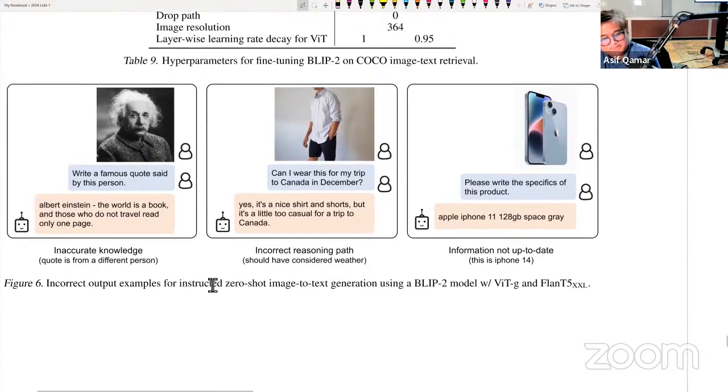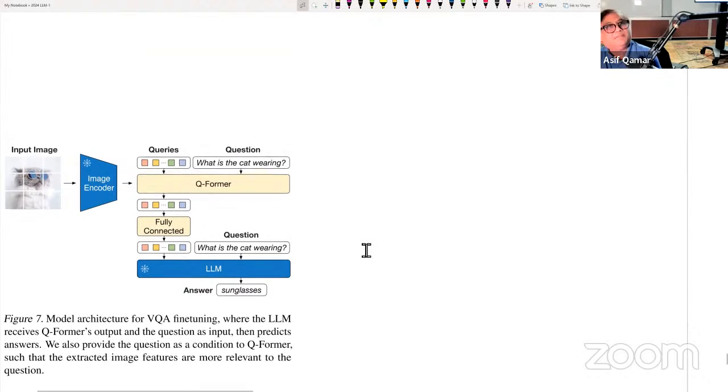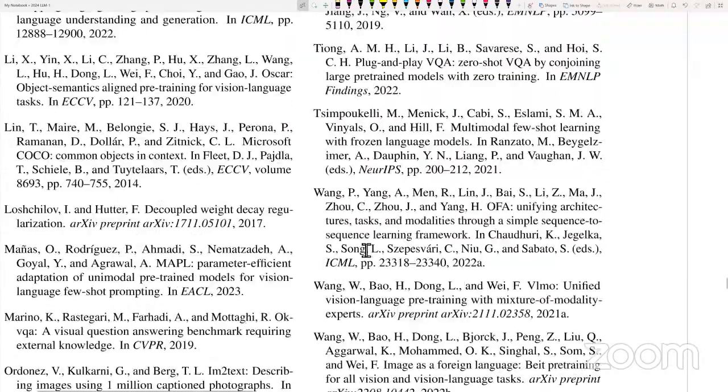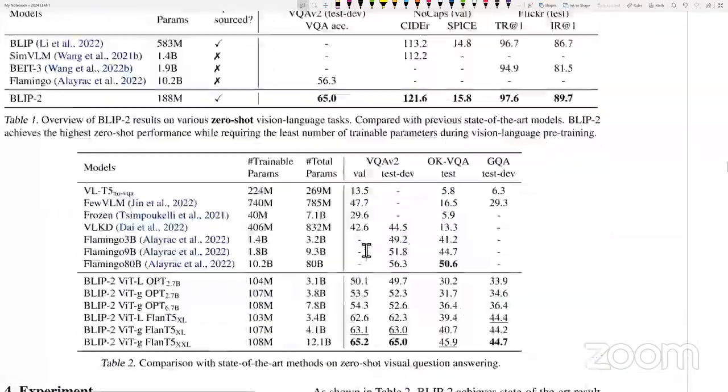These are the incorrect examples for instructed zero-shot image to text generation using BLIP-2. Write a famous quote said by this person. And it just makes it up. But that says more about the state of the art of the LLM than about this particular thing. Finally, humans won. Yeah, if you want to think like that. You can go back to the previous one, maybe the one before that. I wouldn't say humans won there. Maybe a human at some point made that mistake and told the machine that.